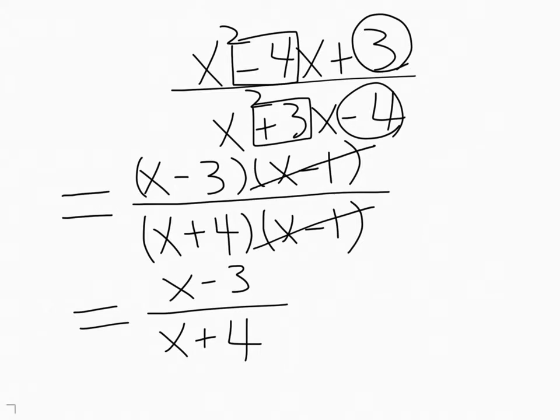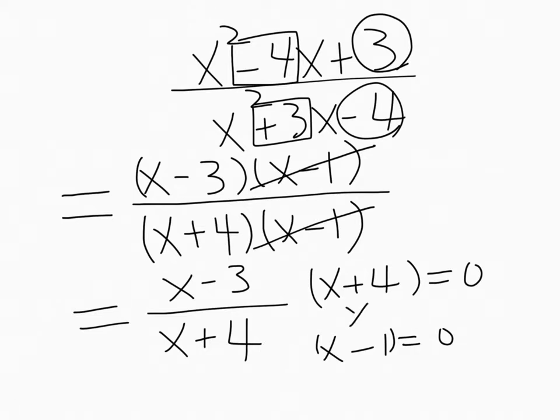One more thing: make sure you exclude the x values which will make the denominator equal to 0. Since we have the denominator in its factored form, all we have to do is set each of the factors equal to 0. From there, we can exclude the x values that make the denominator equal to 0. So our x cannot be negative 4, nor can it be positive 1.